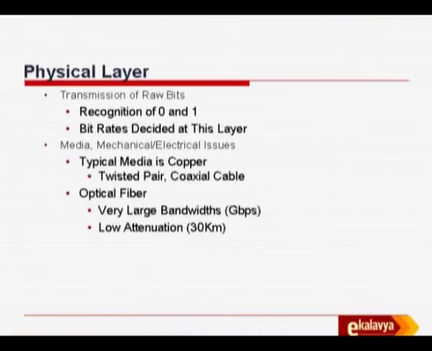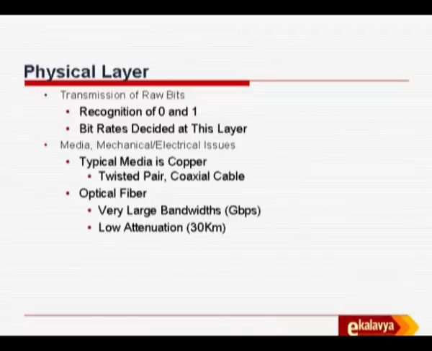Physical layer is responsible for transmission of raw bits. It recognizes 0 and 1 because voltage levels will typically decide. So there is a threshold voltage level. Below it, it is one value, above it is another value. And depending upon positive or negative logic, the lower value may be 1 or 0, the upper value may be 0 or 1. Then there is a media, so there are mechanical and electrical issues. Typical media is copper, it could be a twisted pair or coaxial cable. I will not go into the details of this.